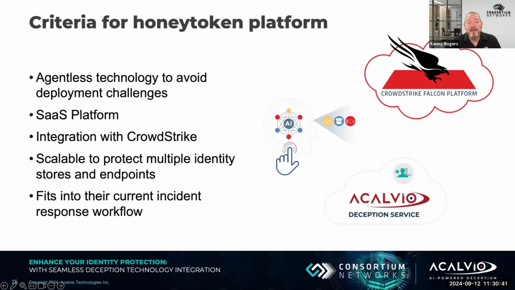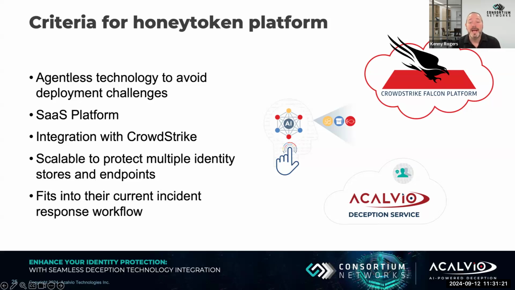The criteria, which Cyril mentioned earlier, is very simple. There's no agent to deploy. Oftentimes, vendors have a magic bullet that involves deploying an agent, which sounds super easy, but when you get into the nuts and bolts in large enterprises with thousands of devices, that's not a viable solution. Acalvio is able to be deployed in minutes. They have a SaaS platform in the cloud. We went through the integration with CrowdStrike, which is simply using API keys, so you can do that in minutes as well. It's scalable, to protect multiple identity stores and endpoints.